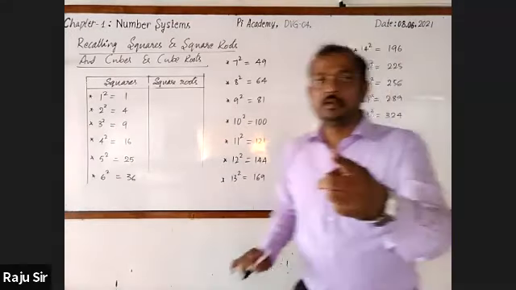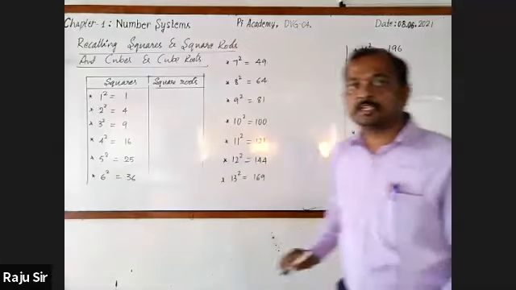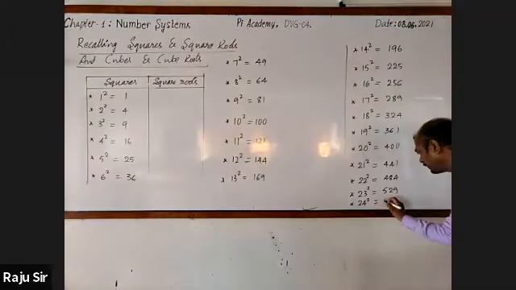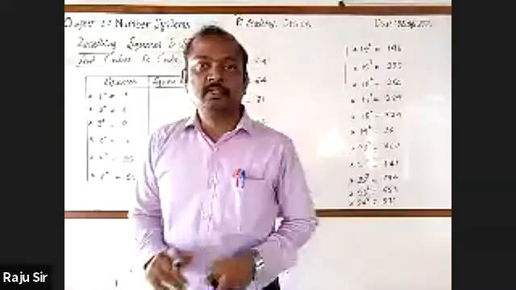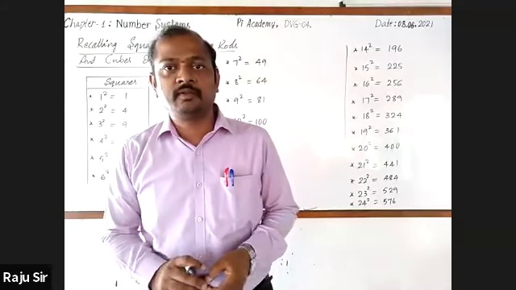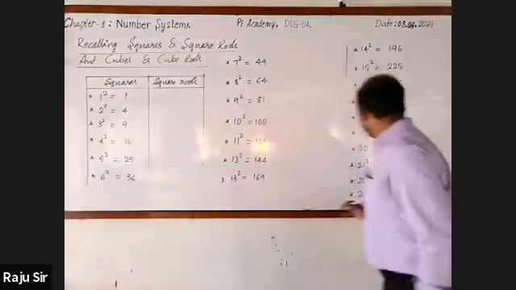Next. Samarth MV, what is 24 square? 24 24s are 576. Samarth, you want to tell, what is 25 square? Sir, till how much should we write? 25 square is 625.